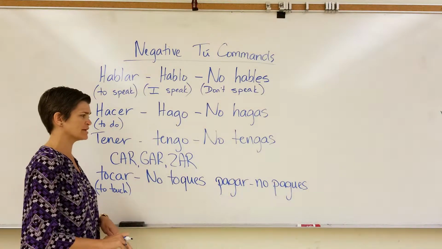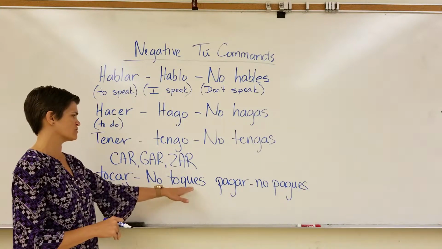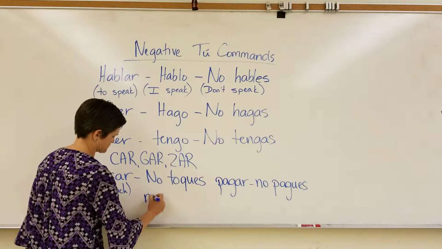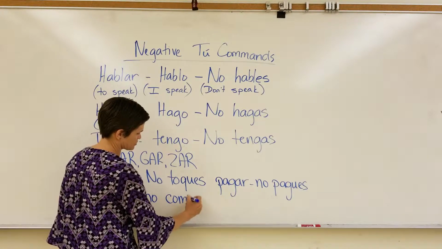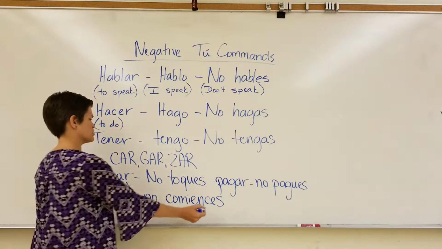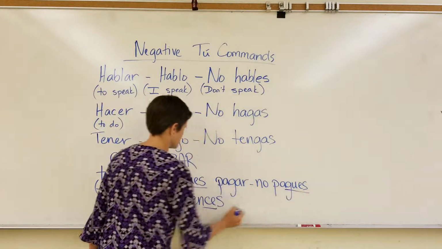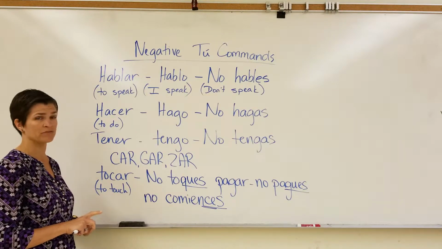We want it to sound like the same verb it was, so we change the CAR to QU, GAR to GU, and comenzar would become no comiences. It changes to a C. So QUES, GUES, and CES for our car-gar-zar negative commands.